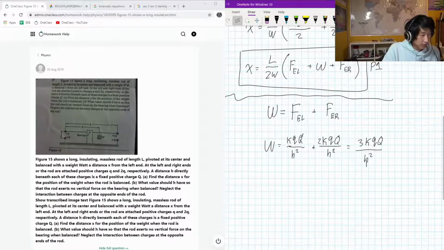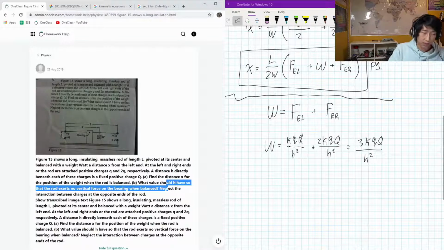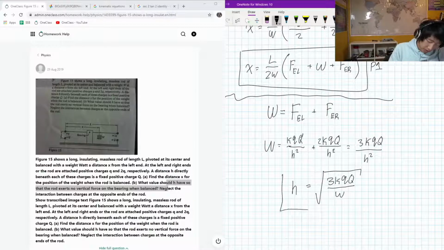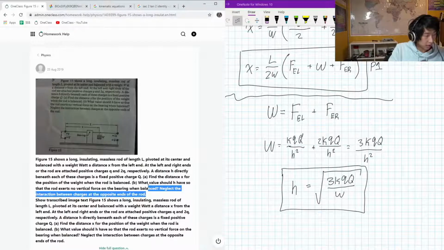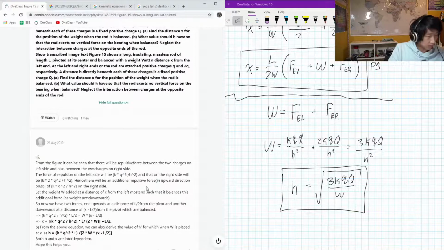And we're trying to solve for h, right? So what we're going to need to do here is just multiply both sides and divide by w. So h is equal to 3K big Q little q over w, all under the root. So this will be the height necessary for this to have no net force on the bearing itself. Okay, cool. And that would actually answer the whole question. So hopefully we came to a similar expression here.